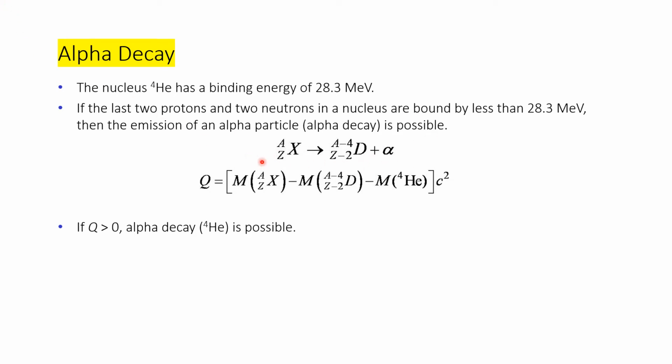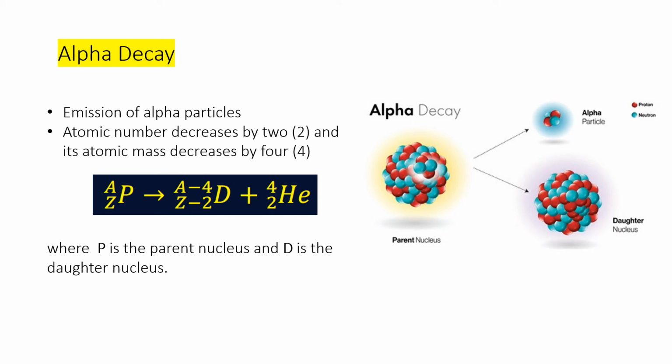Again, you have here the equation of your alpha decay. In your alpha decay, you have the emission of alpha particles. If you have your parent nucleus, it decays into a daughter nucleus, and it also emits an alpha particle. And in the alpha decay, the atomic number decreases by 2 and its atomic mass decreases by 4.